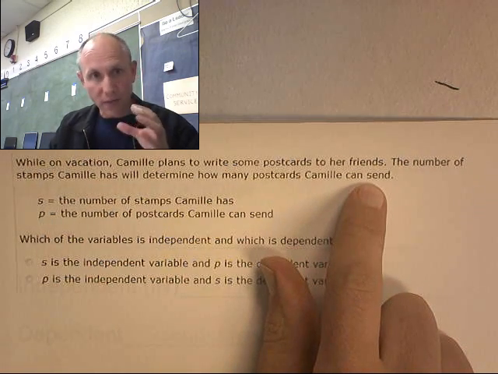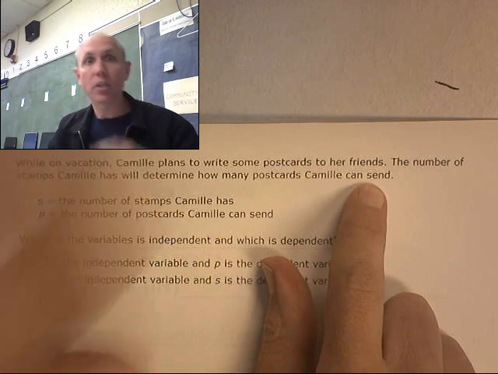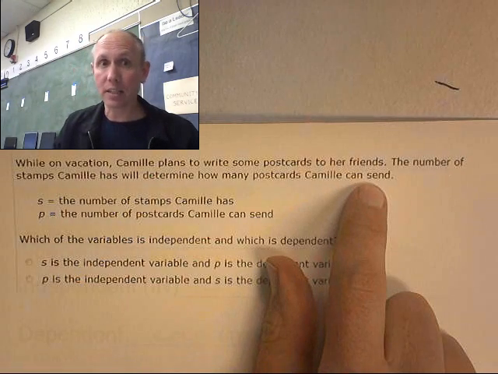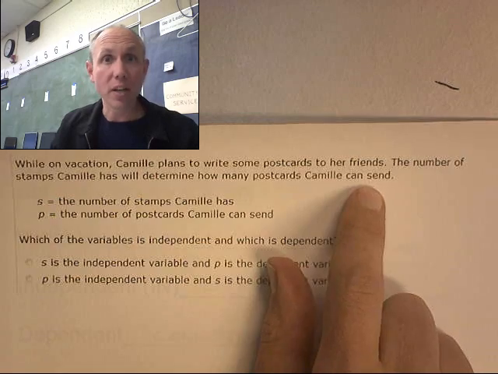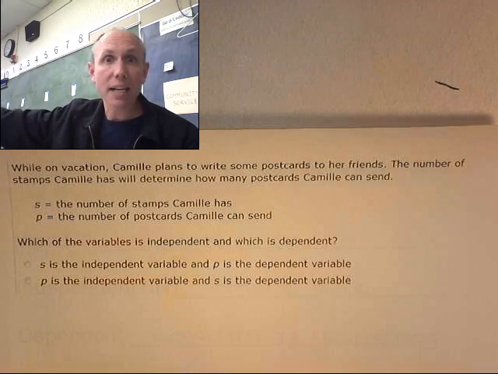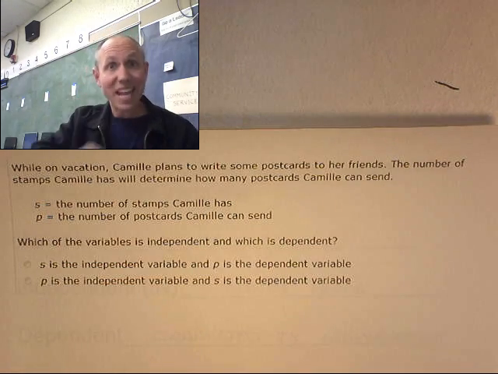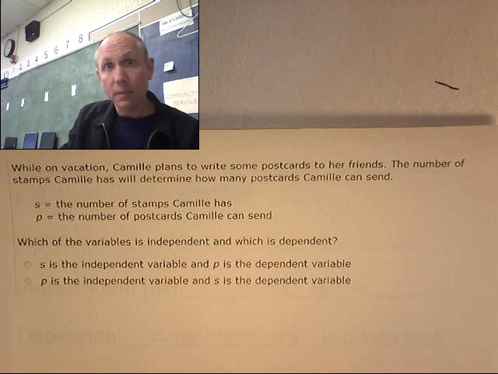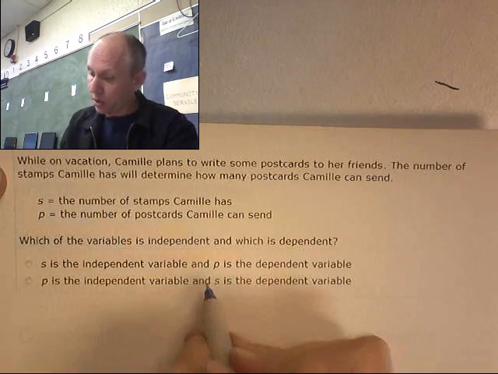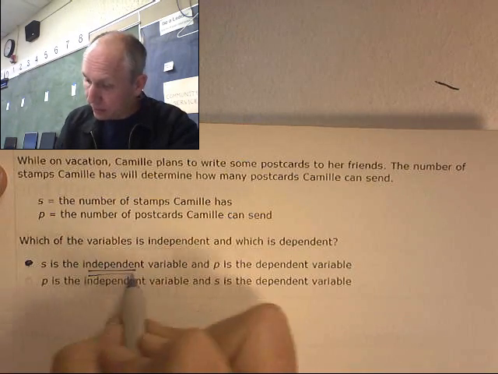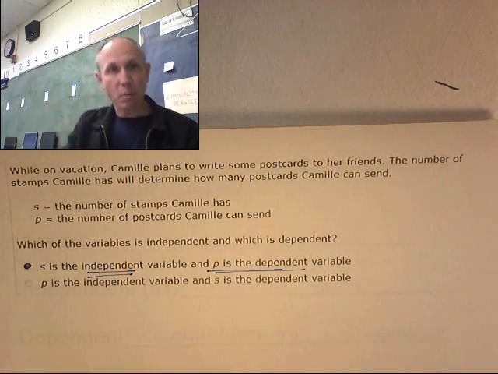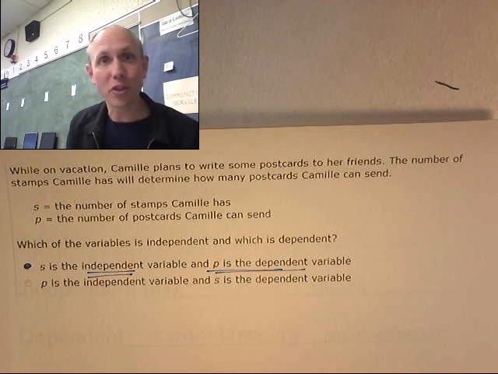So, which thing? Do stamps determine how many she can send, or does the number of postcards determine how many stamps she has? Has she even bought the postcards yet? No. She's looking at the stamps. She says, okay, I have 5 stamps, so I'm going to go buy 5 postcards. The stamps, that's the independent, and the number of postcards depends on the number of stamps. So, stamps is independent, and postcards is the dependent. The number of stamps determines how many postcards she will buy.